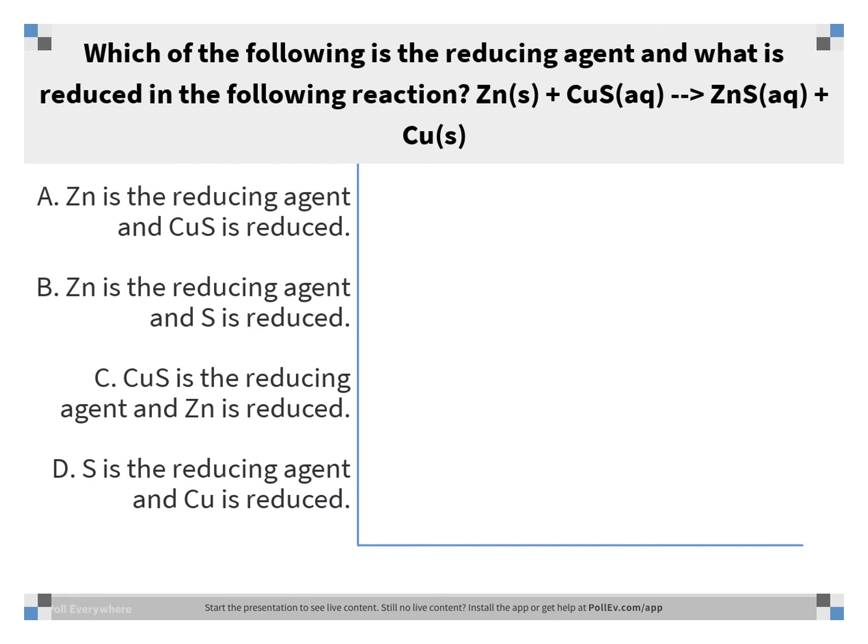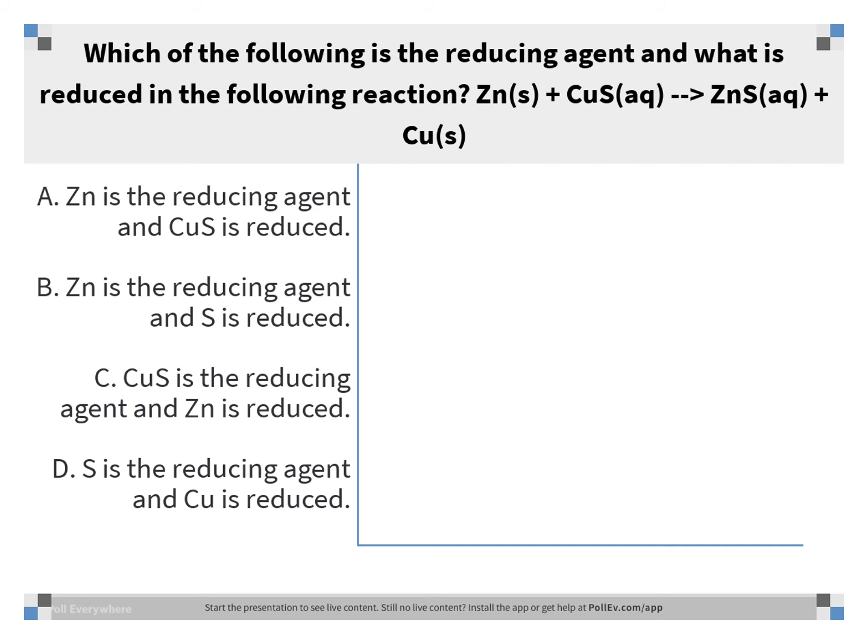The correct answer is A. Zinc is the reducing agent and copper 2 sulfide is reduced. The thing that's reduced, the thing that's oxidized, the thing that's the oxidizing agent, and the thing that's the reducing agent are always going to be on the left side of the reaction. Zinc sulfide and copper solid in this reaction cannot be correct answers. We're looking at our reactants and seeing which is the reducing agent and which is reduced.